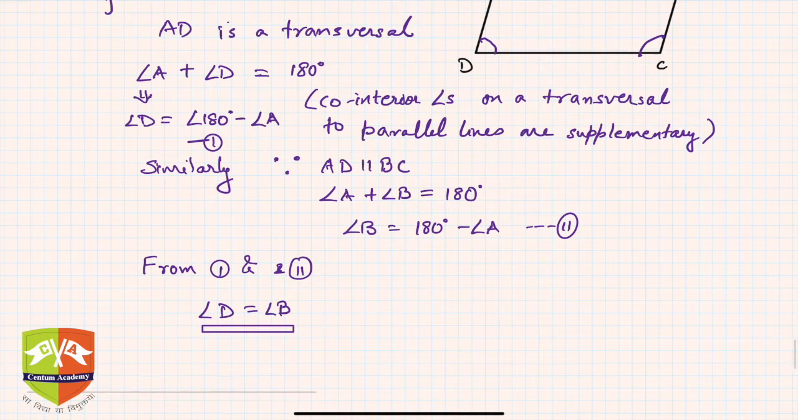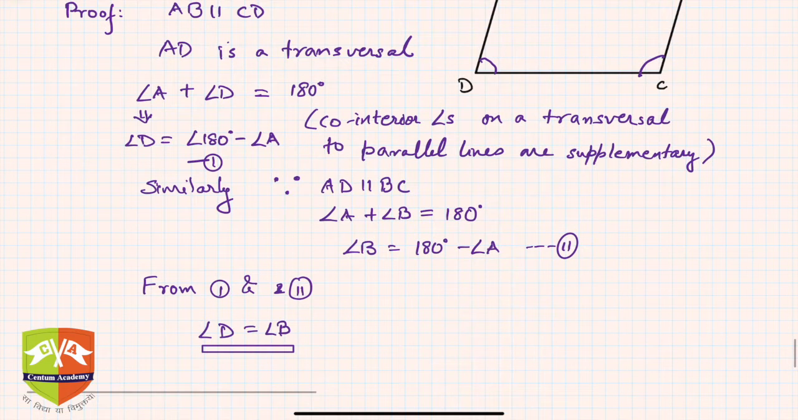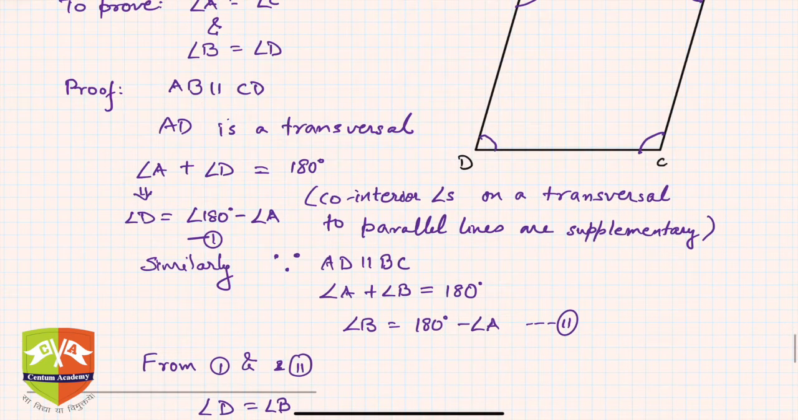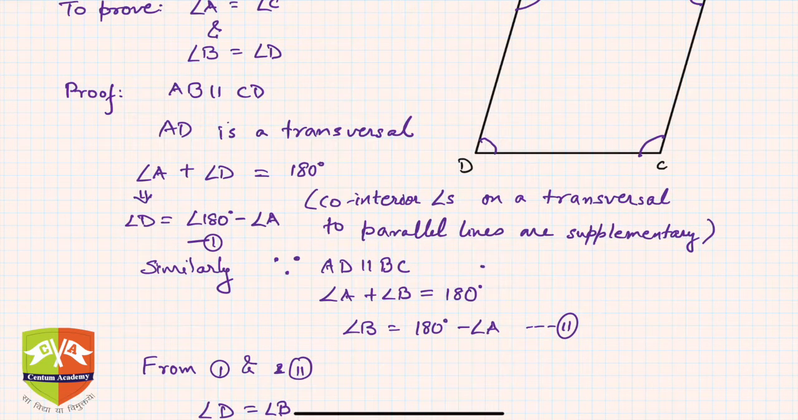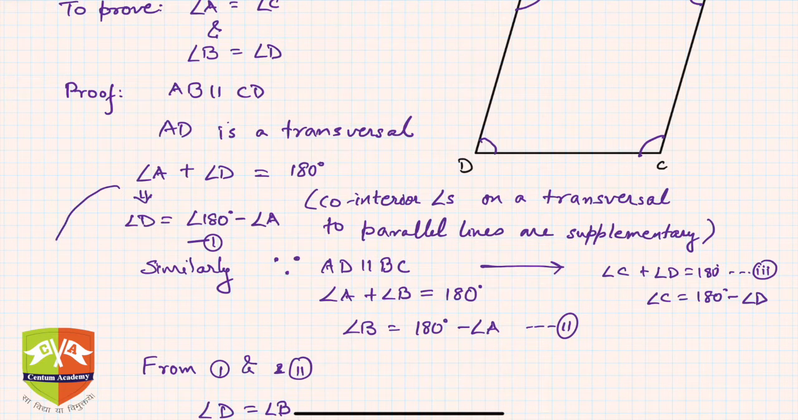In this case, you should take angle C plus angle D is equal to 180 degrees, right? Now AD is parallel to BC. So in the second case, what will you say? You will say angle C plus angle D is 180 degrees. This is also true. Let it be 3. And from here you can write angle C is equal to 180 degrees minus angle D. And from here as well, angle A is equal to 180 degrees minus angle D. So this could be 4.